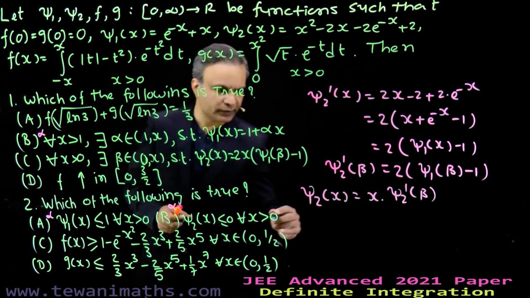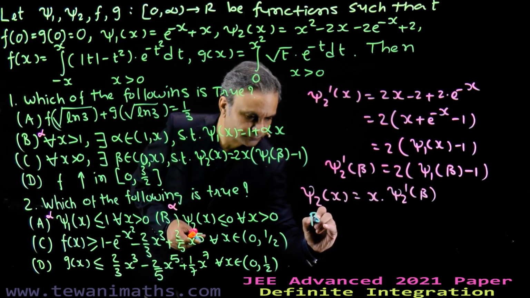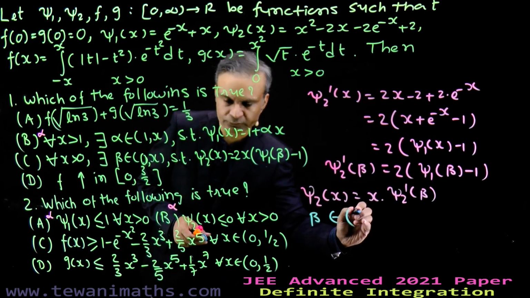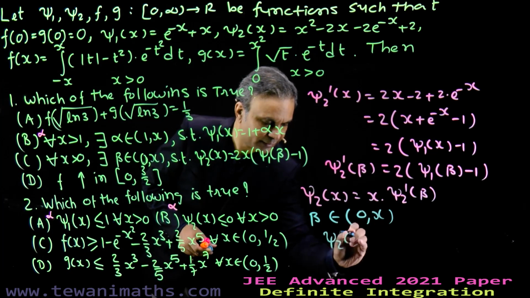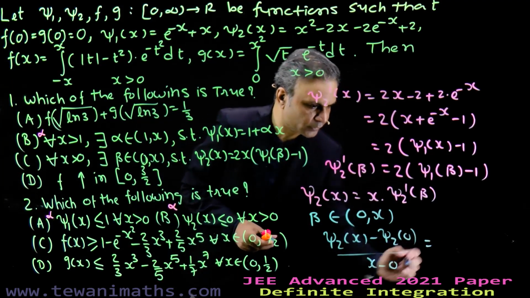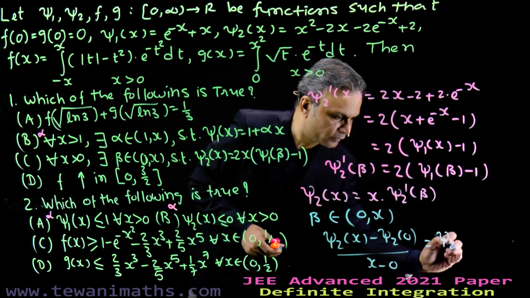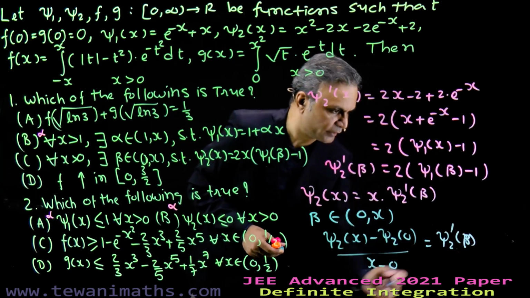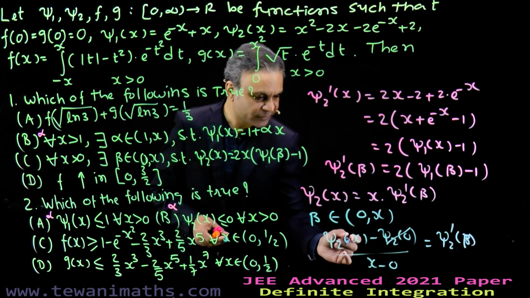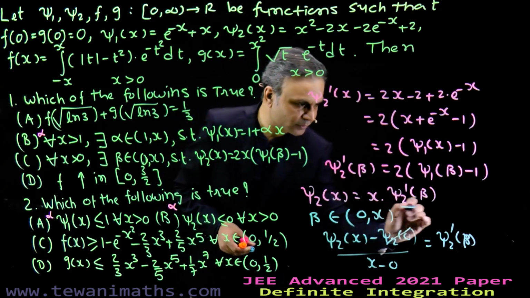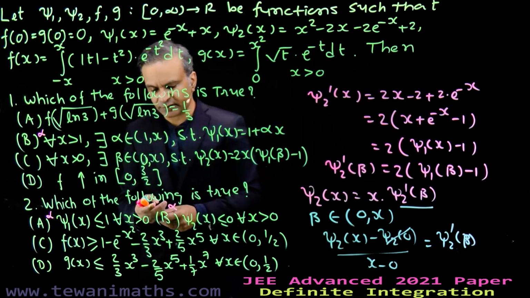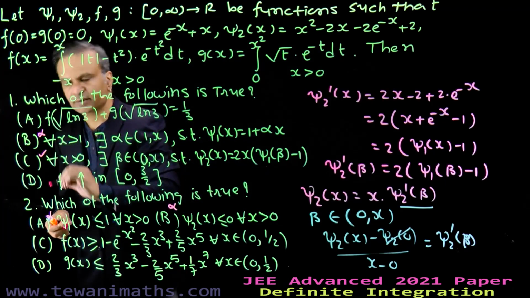Okay, using LMVT we can say there exists beta belongs to open interval 0 to x such that psi 2x minus psi 2 0 over x minus 0 is equal to derivative of psi 2x at beta. Okay, and psi 2 0 is 0, so from this we can say psi 2x is equal to x into this. Okay, that means this statement is true using LMVT, Lagrange's mean value theorem. Okay, so this option is correct.